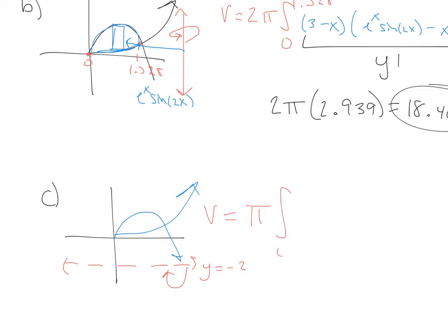It's going to be the same bounds, 0 to 1.328. For the washer method, you need the upper curve squared minus the lower curve squared. But the deal here is that we have a distance from the line y equals -2. This is capital R of x. That is going to be 2 plus e to the x sine of 2x, and then I'm going to square that.